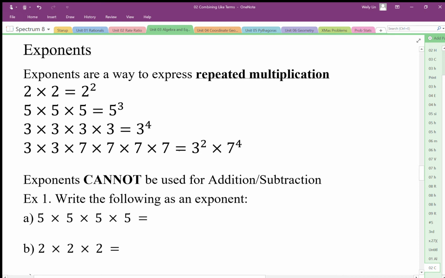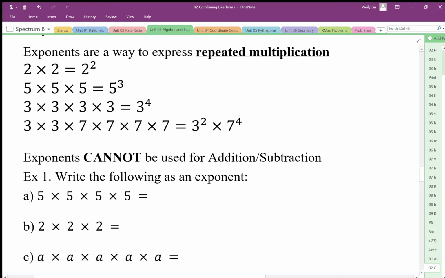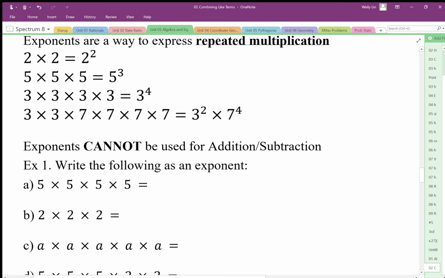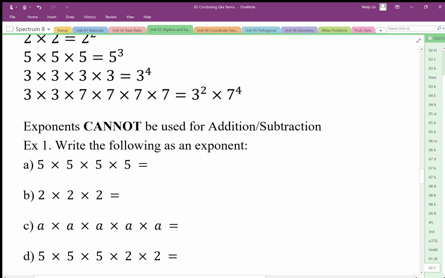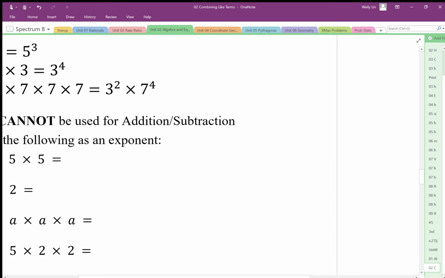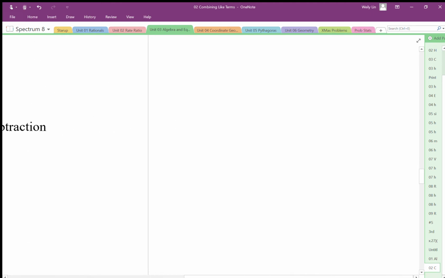As long as the bases are the same, we can express it as an exponent. So 3 times 3, I can express as one exponent. 7 times 7 times 7 times 7 can be expressed as another exponent. Now, it's important to understand that exponents cannot be used with addition and subtraction. They're not compatible. So one thing that I want you guys to understand is this bigger idea.